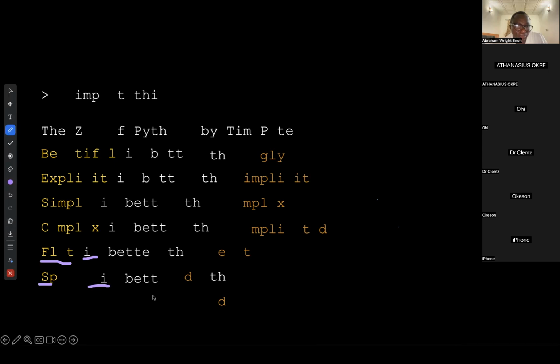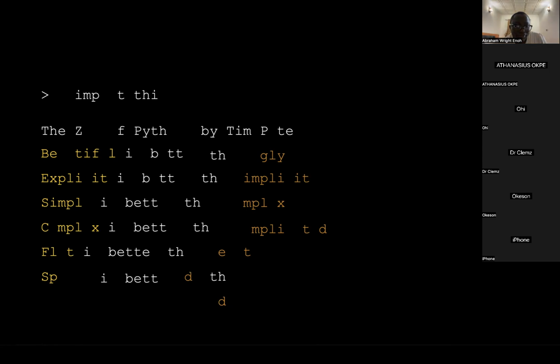Where? After better. Oh, you mean this D and this D? Yes. If you're thinking like that, it will take you a long time. Let me try. Go ahead, sir. Simple is better than difficult. That's a good one.